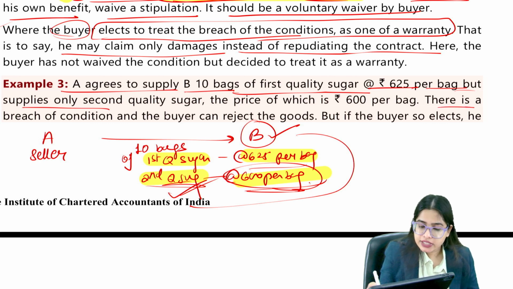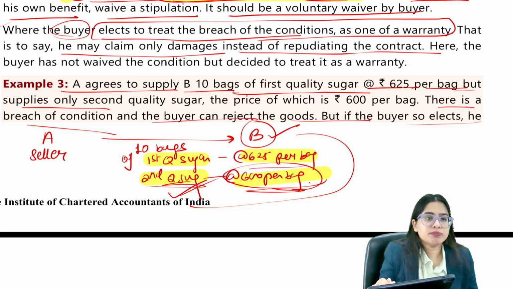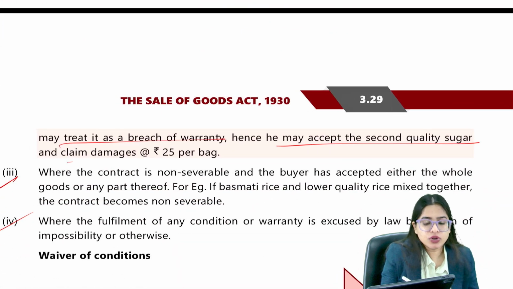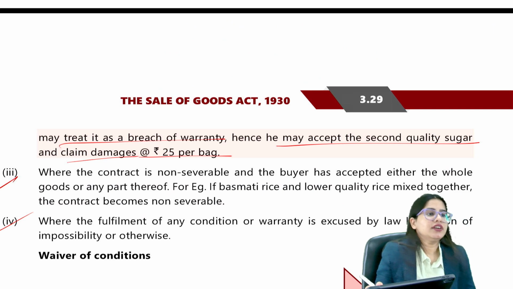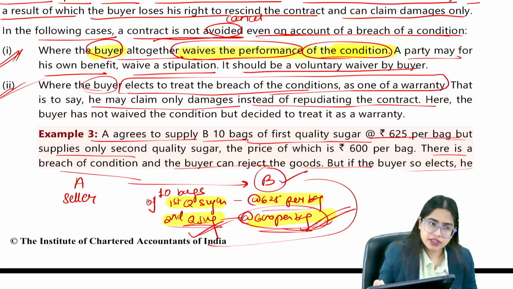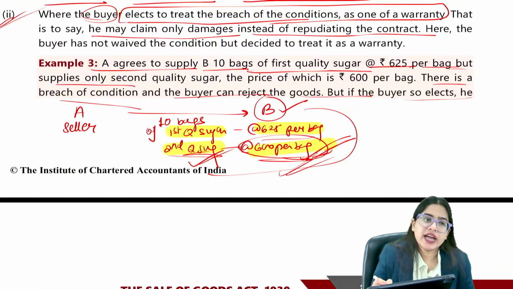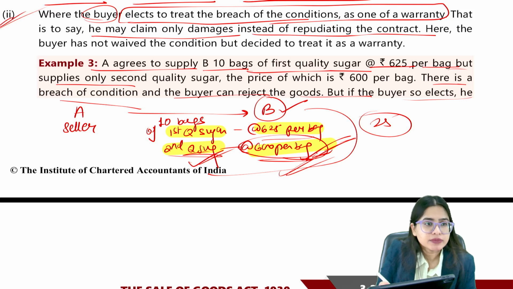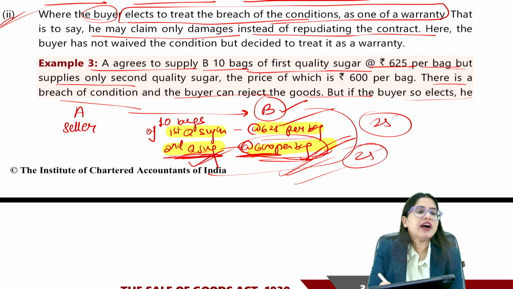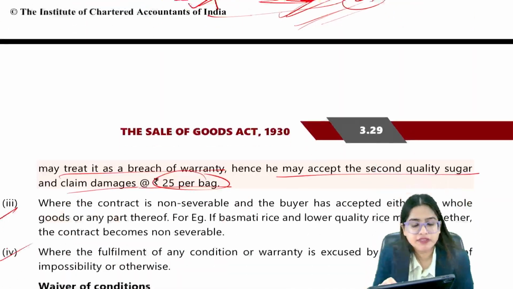So here there is a breach of condition and the buyer can reject the goods, but if the buyer so elects, he may treat it as a breach of warranty. Hence he may accept the goods, second quality goods, and claim damages of 25 per bag. So if he wants, he can claim this, he can accept the second quality goods. In that case, whatever loss he incurred, he gave 25 rupees extra per bag. He gave 625 rupees, but he received second quality sugar which is worth 600 rupees, so he will get 25 rupees per bag as refund or damages back. Are we clear with this?